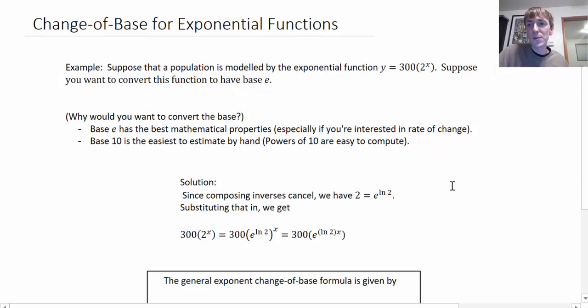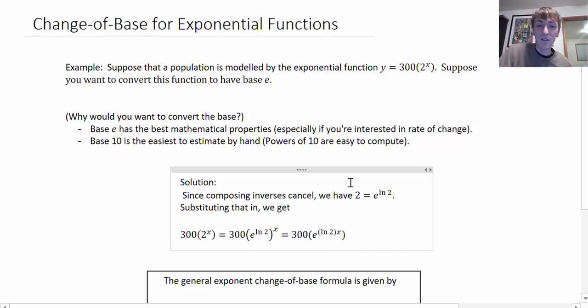Okay, so how do we actually do this problem? It's pretty simple, really, once you see that it's just about a substitution. So we start by taking 2 itself and putting that in base e. And the trick is to remember that composition of inverses cancel. So we can write 2 as e to the ln of 2. Okay, that seems like we're going backwards, right? Now you might be thinking, I'm used to taking e to the ln of 2 and canceling that to get 2. This is seemingly making it worse by rewriting 2 as e to the ln of 2, but that's how we solve this problem.